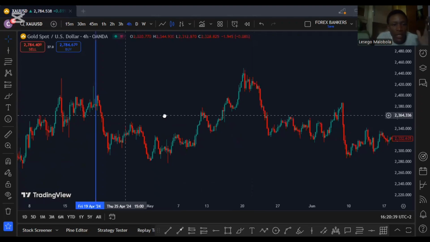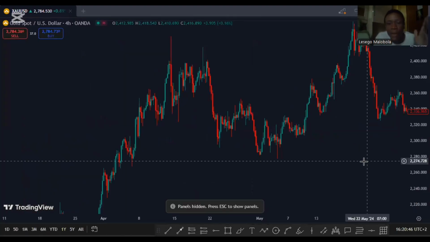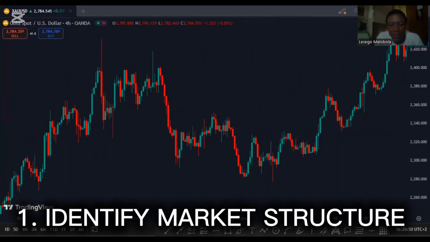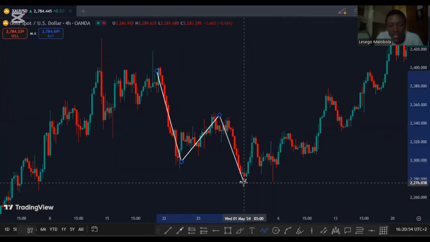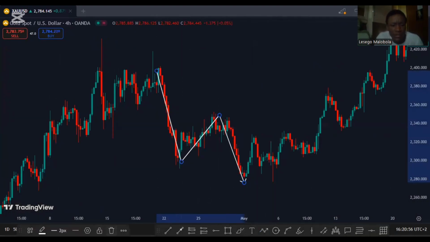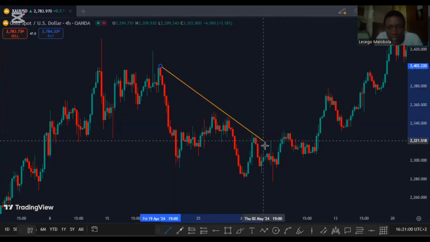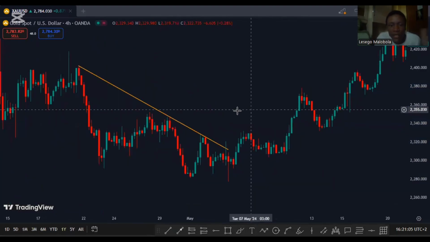So this is where we're gonna be backtesting from. When we start backtesting, the first thing that we look at is obviously market structure. Looking at gold here, we can see that gold has been building up these lower lows and lower highs. Price was trending down. If we connect our trend lines all the way from here to there, we can see that we have a valid market structure.